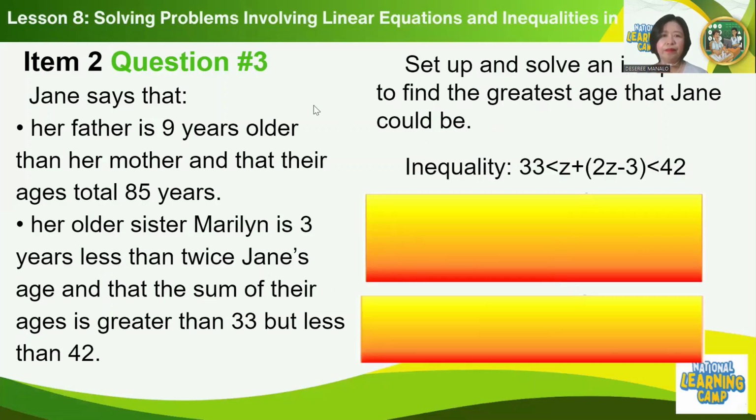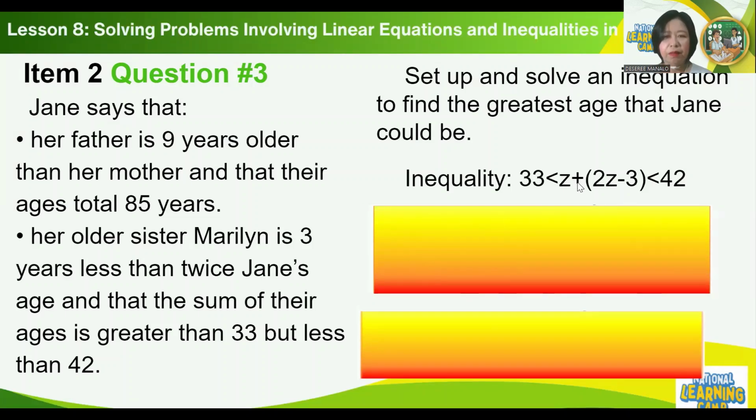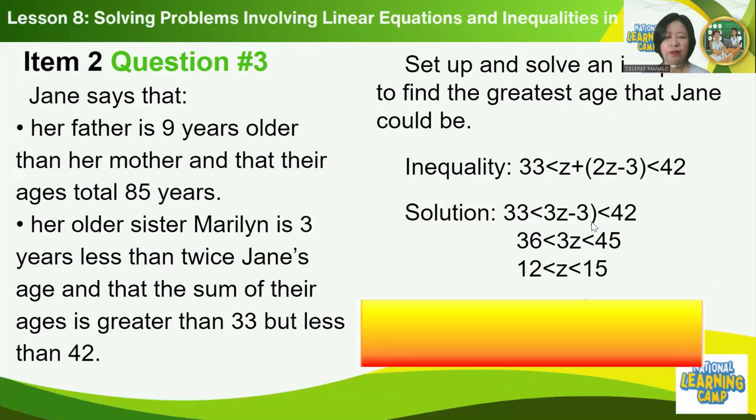Next. Number 3, set up and solve an inequality to find the greatest age that Jane could be. We have z plus 2z minus 3 is between 33 and 42. z stands for Jane's age, 2z minus 3 stands for Marilyn's age. So let's find out the solution. So just add z and 2z. So we have 3z. Then bring down minus 3, between 33 and 42.